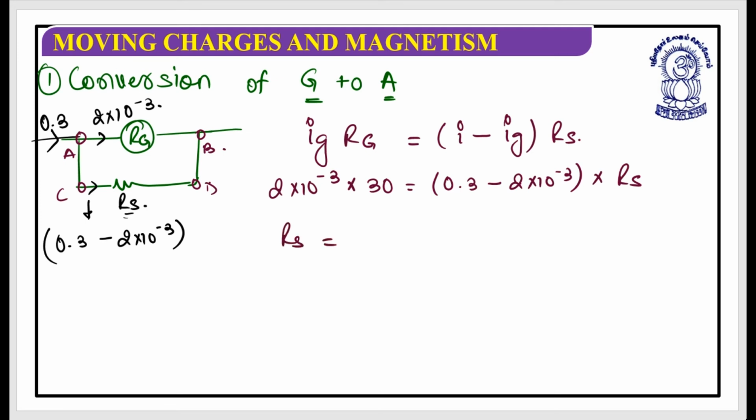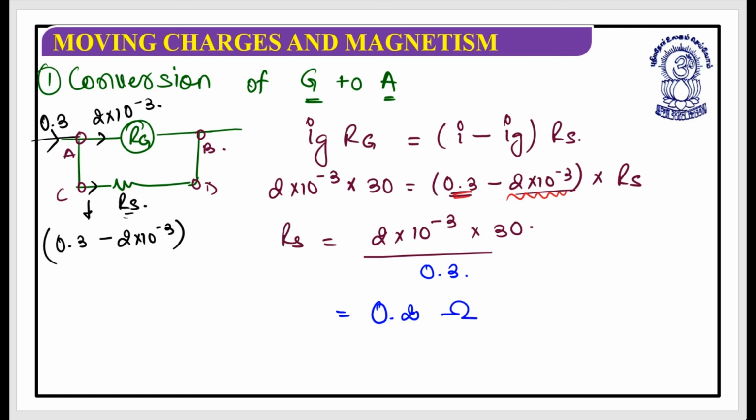Rs could be calculated as 2 into 10 to the power minus 3 into 30, divided by... look at this, this is 0.3, this is 2 divided by 1000. So I hope you understand that this factor does not have any significant effect on this 0.3. So for an approximate calculation, we can take this as 0.3, and when we do this, it would be 0.2 ohm.